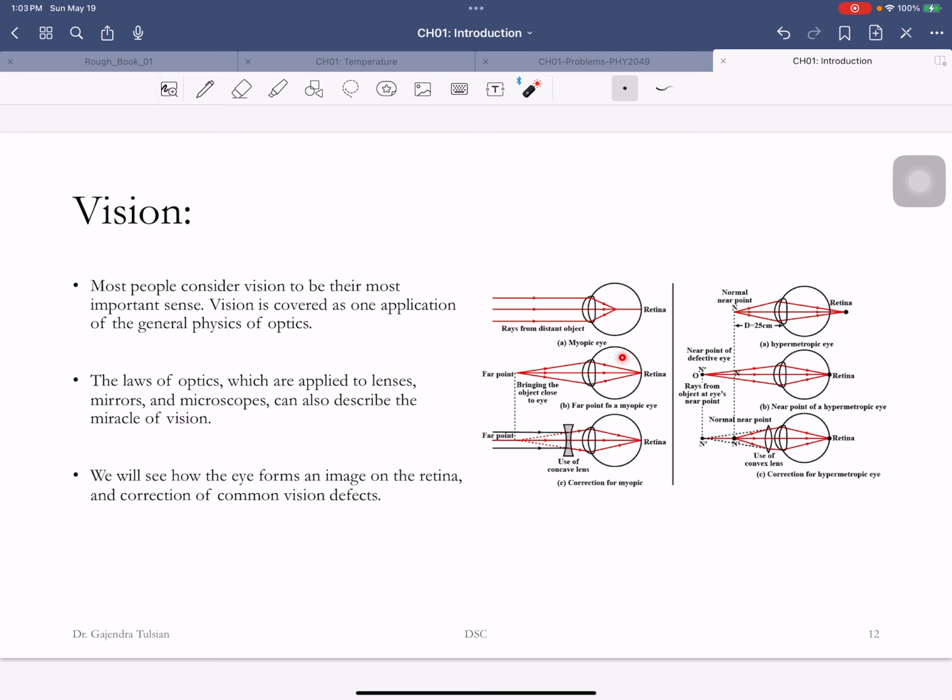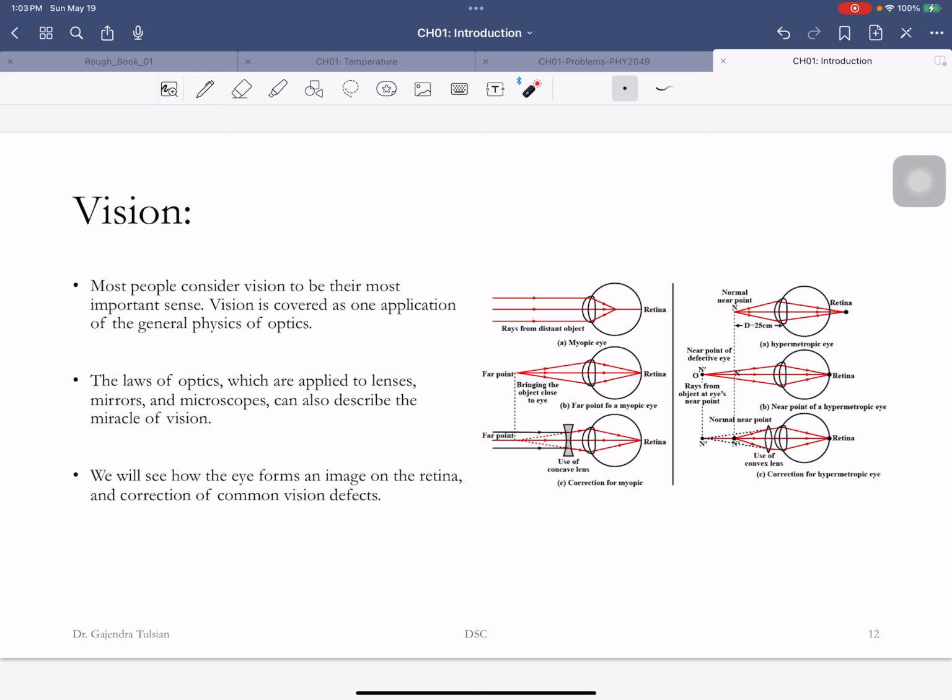The way to correct this eye is to use a concave lens. What a concave lens does is, if your object is anywhere beyond this point, it forms an image in front of your far point, and then your eye takes over. So for a nearsighted person, a myopic eye, a concave lens corrects the vision and forms an image on the retina.